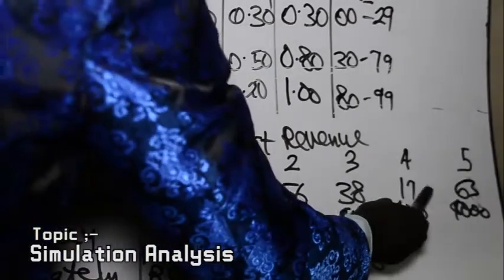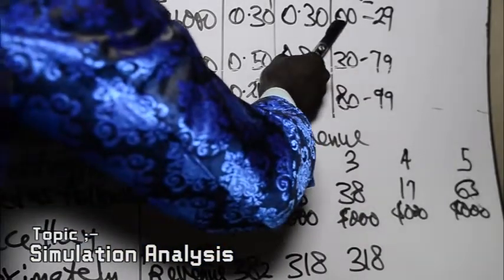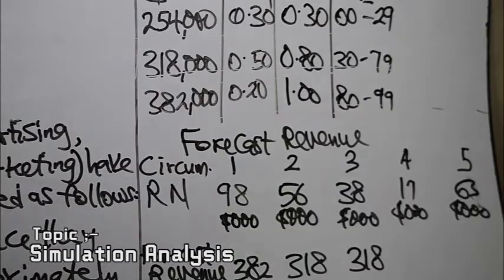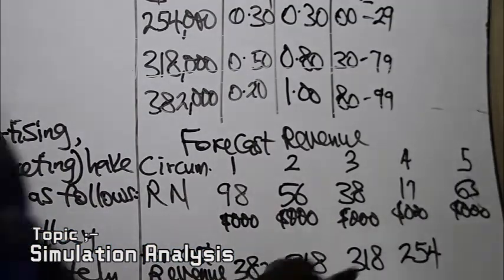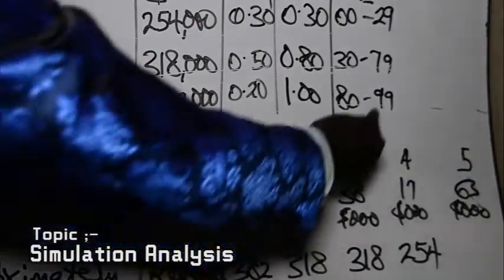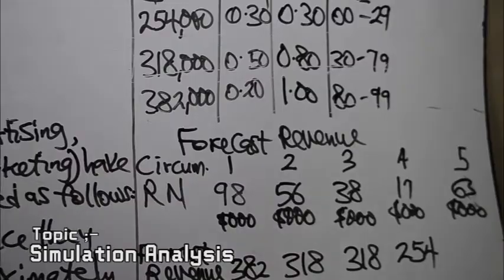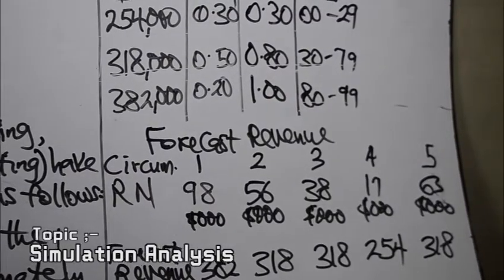The fourth random number is 17. 17 is feasible between 00 and 29. That means the simulated revenue will be 254,000. And the fifth random number is 63. 63 lies between 13 and 79. That means our simulated revenue will be 318,000. That is the simulated revenue.